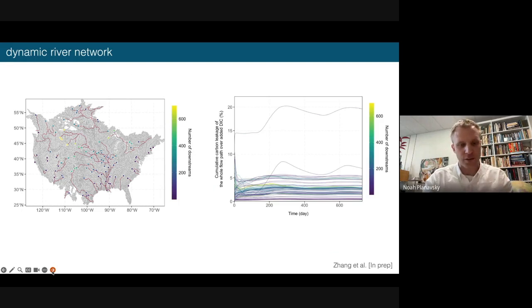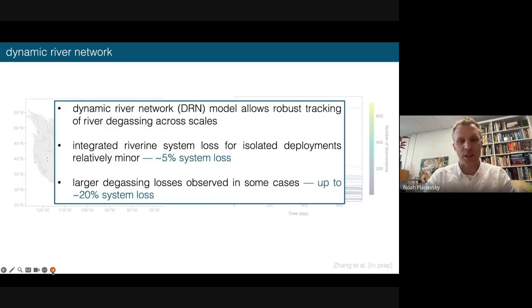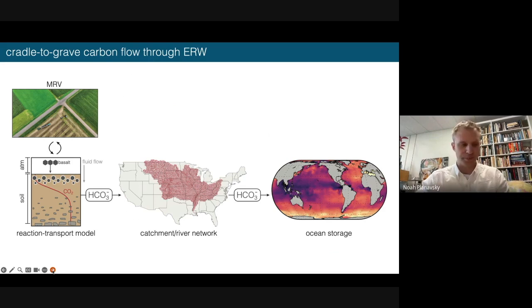That is an inefficiency that is relatively easy to deal with in terms of the overall cost of your enhanced weathering process. So a dynamic river network allows us to have robust tracking of river degassing across a wide range of scales. And this only gives us, in most cases, a relatively small amount of loss of carbon from this system.